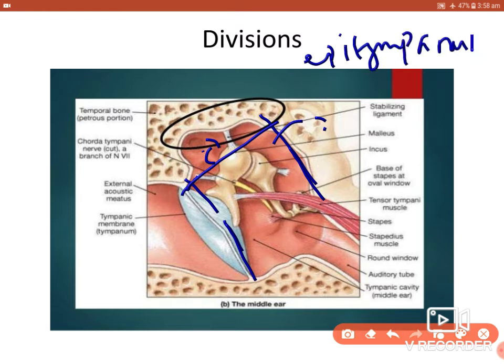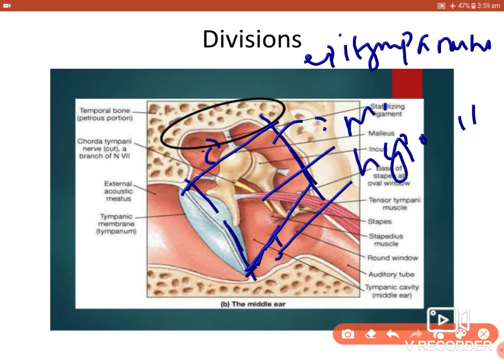Epitympanum. Then from the lower end of the tympanic membrane, an imaginary line goes towards medially. The part below this is the hypotympanum. The middle part is the mesotympanum. So this mesotympanum and hypotympanum form the tympanic cavity. The epitympanum is also named the epitympanic recess.